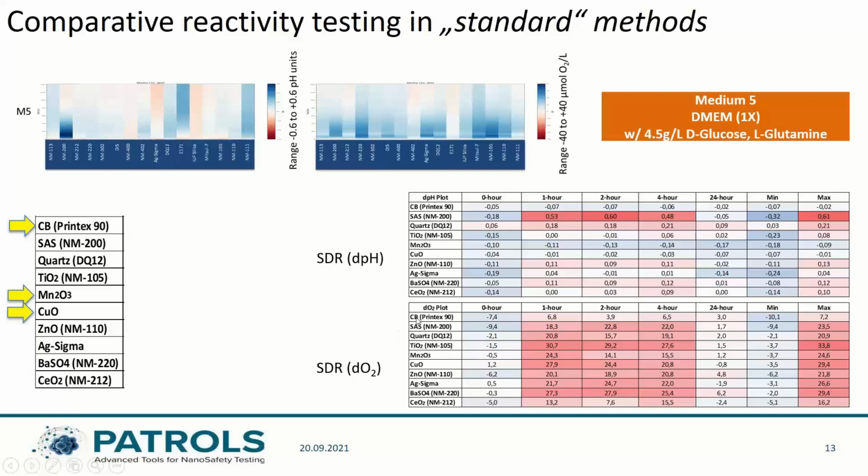When it comes to the delta O2 values, we see that the Printex 90 is the particle decreasing the delta O2 most, but the oxidative behavior of the manganese and copper oxides cannot really be resolved in the DMEM experiment. What we do see, however, is that the reactivity is happening within the first hour of the experiments for all particles. So we see that we start at very low changes, and then after 1 hour we already have more or less the changes that we would see for the different particles.